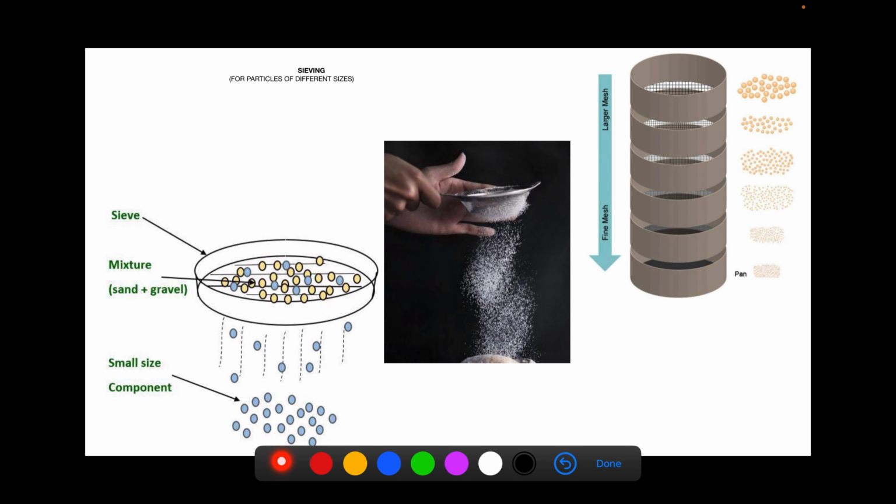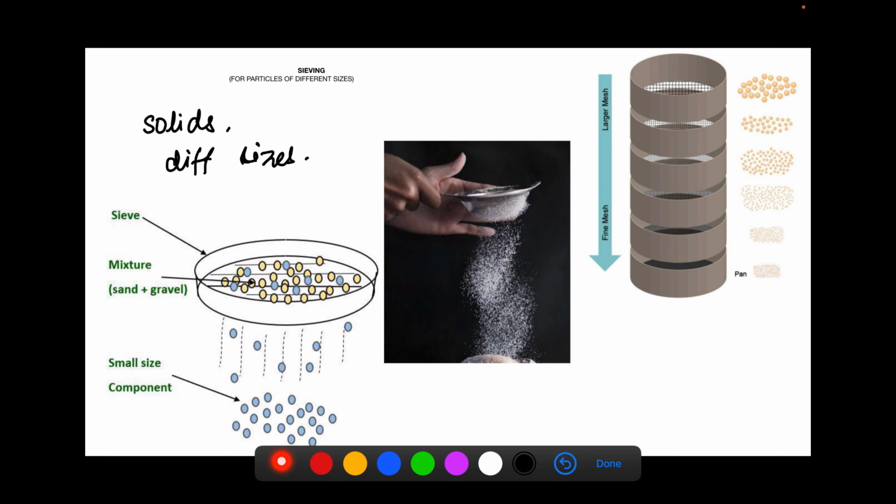There is another method, it is used in our common day life, which is sieving. So sieving can be used to separate solids. Always remember, solids, not solid and liquid. Solids which are of different sizes. So when I say different sizes, as you can understand, you cannot use this method to separate sugar and salt because both are of same sizes.